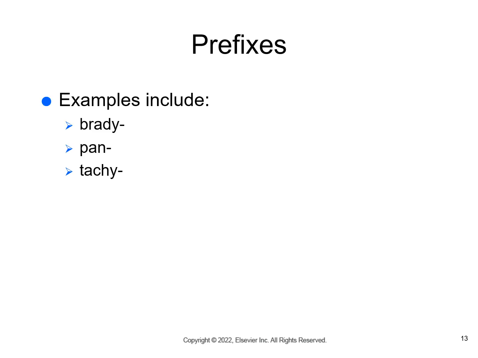Some prefixes that we'll see with these systems: brady, meaning slow, versus tachy, meaning fast, and pan means total or all of something. So one of the terms we'll see with pan is pancytopenia, which is decreased blood. It's a decrease in every type of blood cell.